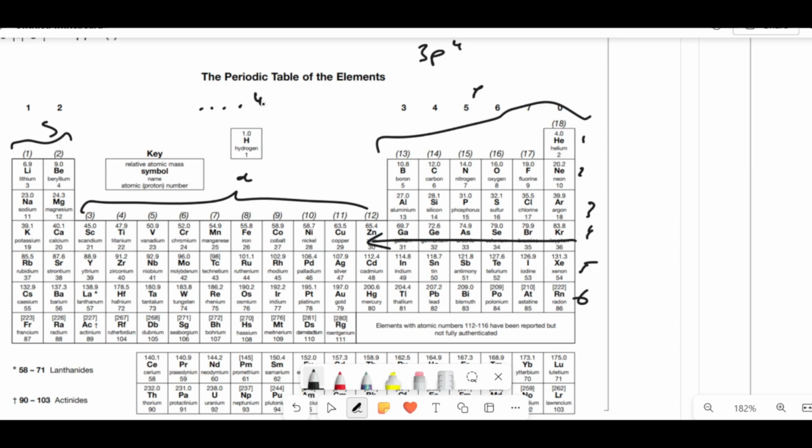Now you would think it would be 4s2 3d9, but copper and chromium behave differently: chromium prefers a 3d5, and copper prefers a 3d10. So it's going to be 4s1 3d10. Copper would rather give up one of the electrons, so that these are all filled entirely.